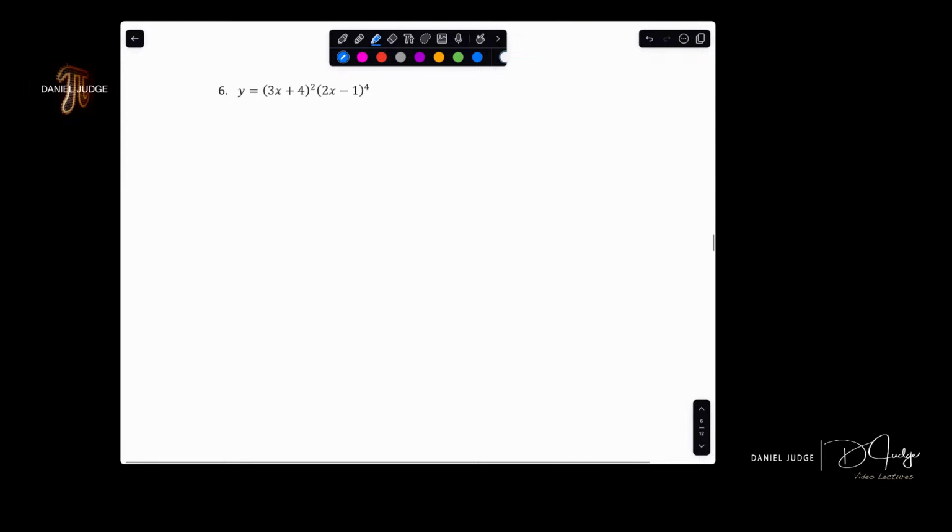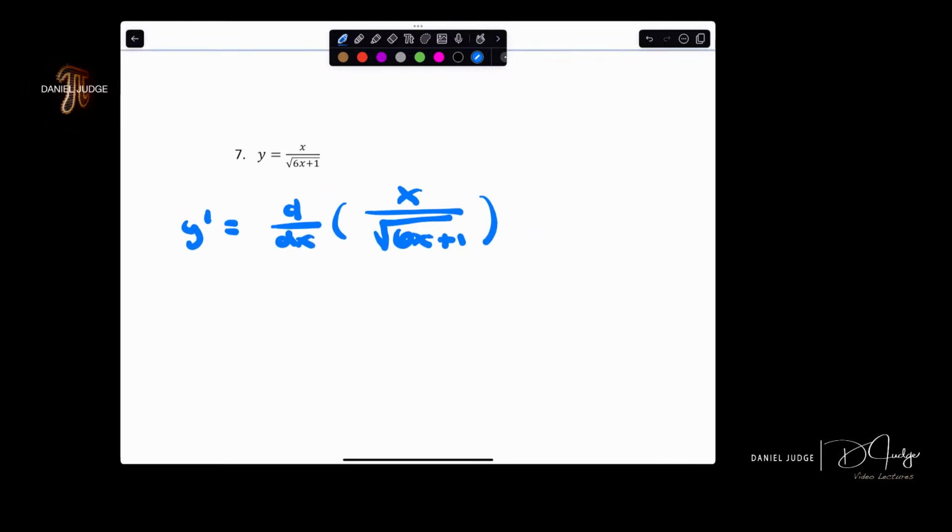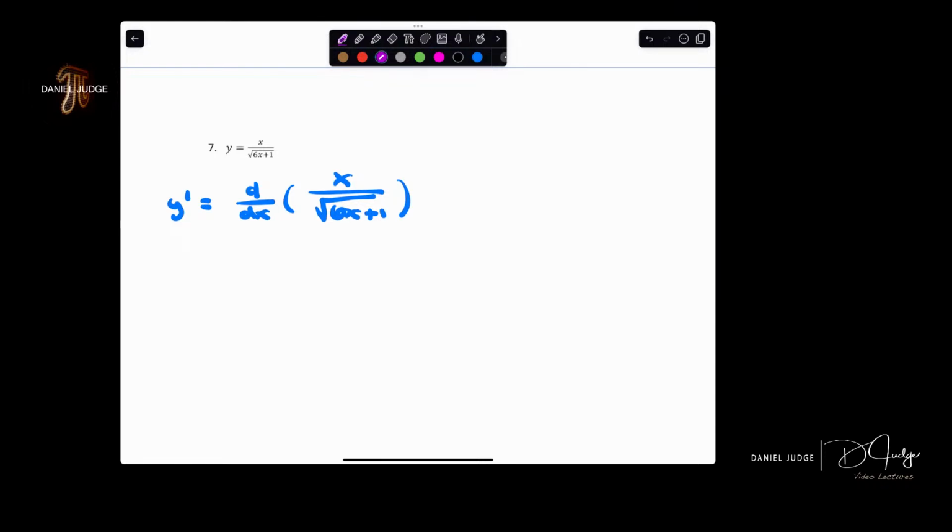Now, 6 is even. We're going to go to 7. And in number 7, let's take a look. We're going to differentiate this. So, y prime is the derivative with respect to x of the y function, which is x over square root of 6x plus 1. Now, notice this. You have a quotient, so you got to use quotient rule now.